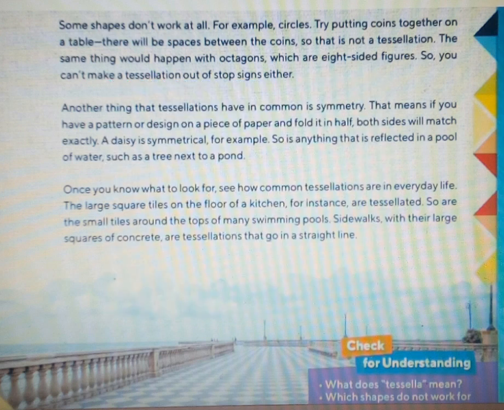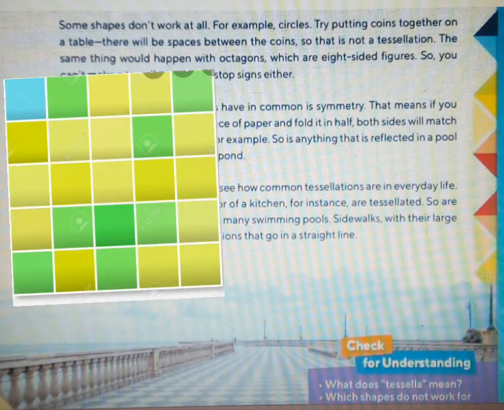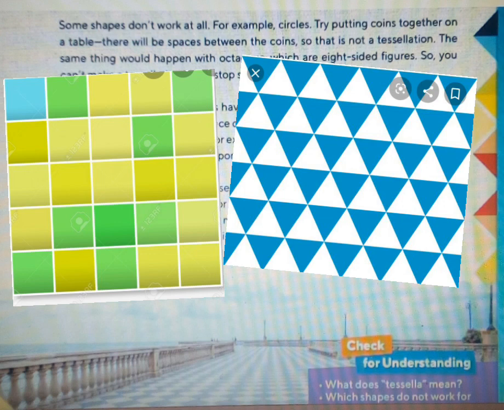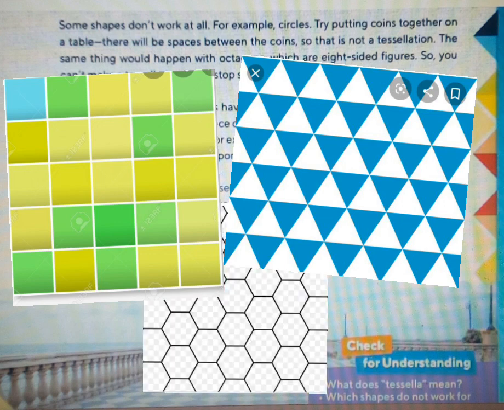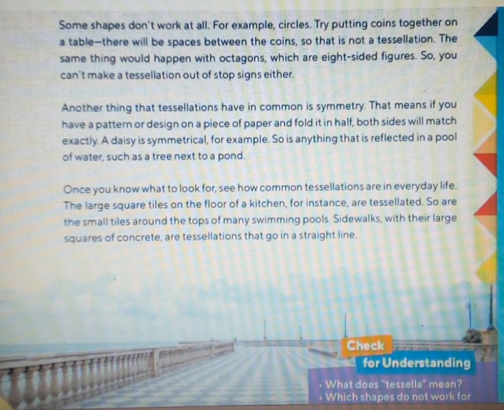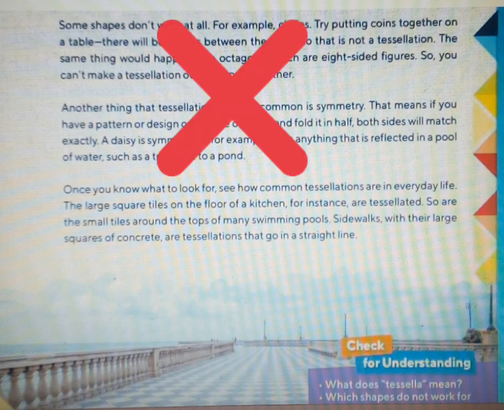Only certain shapes can be used in tessellations, such as squares and triangles. Hexagons, shapes with 6 sides, can also be used. These shapes are all called polygons, which means they have 3 or more straight sides. The sides must all be equal in length and the shapes should be about the same size for the tessellation to work. Some shapes don't work at all.